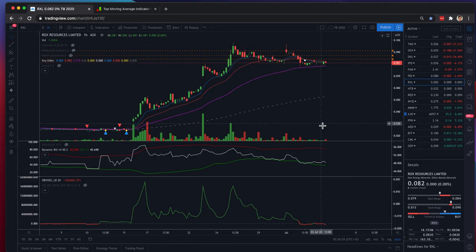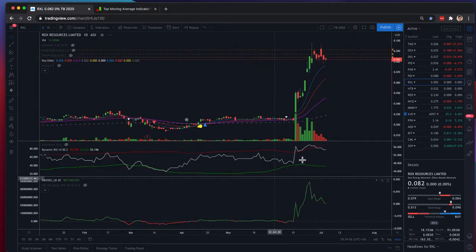So OBV, I find, and a lot of other traders find, is one of the most important ways to tell whether to enter a stock. Quite simply by, is it pointing up, is it flat, or is it down?